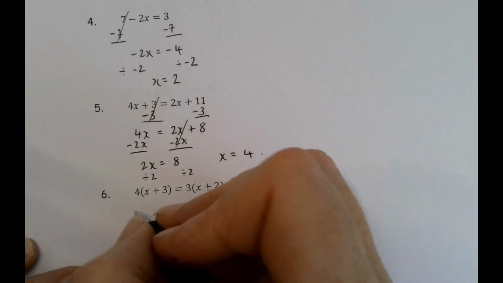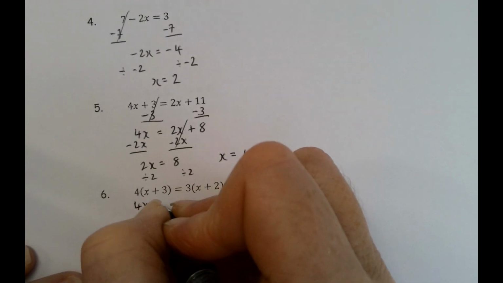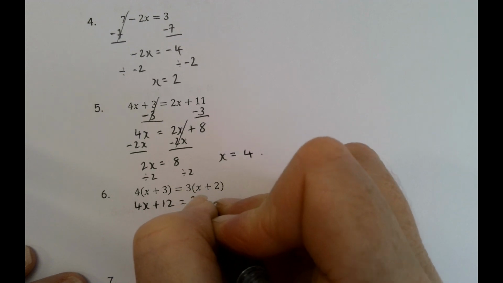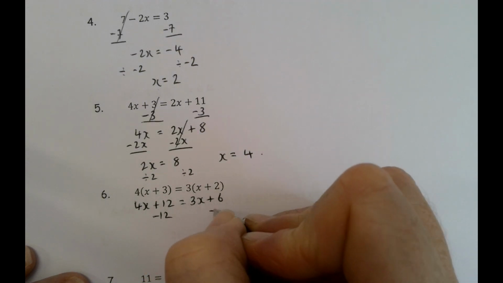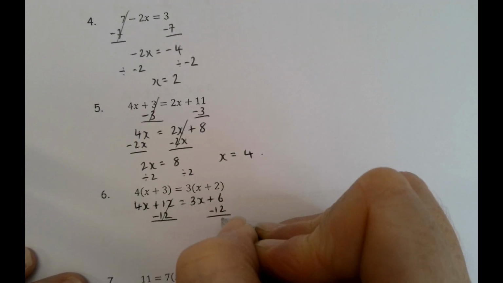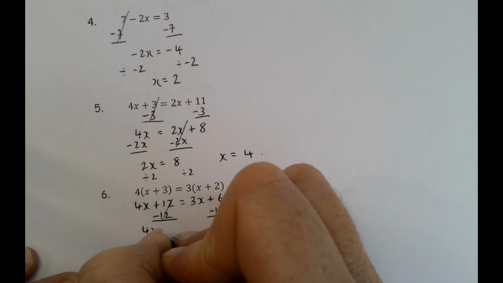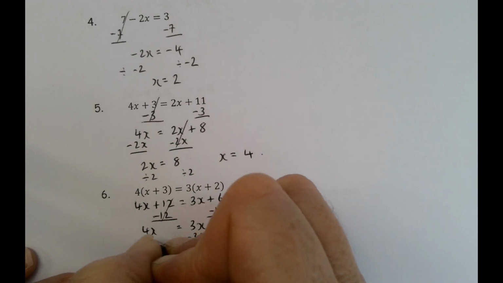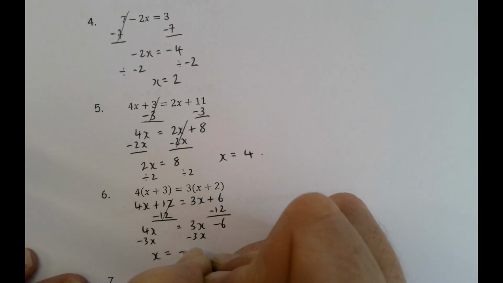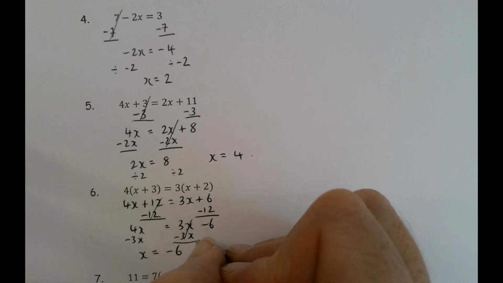I'm going to multiply out the brackets here. So 4x plus 12 is equal to 3x plus 6. Numbers to one side, x's to the other. So I'm going to get negative 6. So 4x is equal to 3x minus 6. Subtract 3x, subtract 3x. x is equal to minus 6.